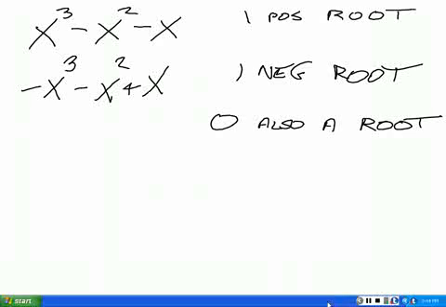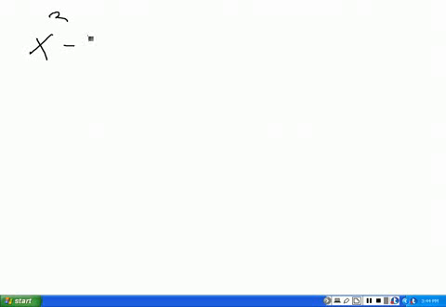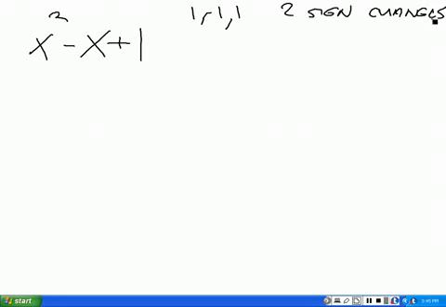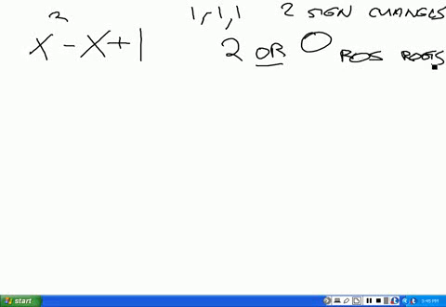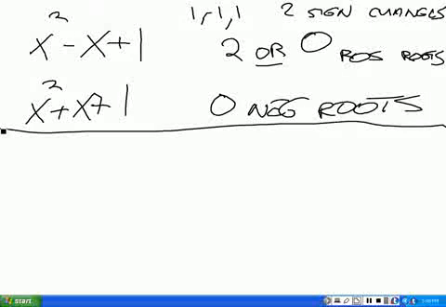Okay, now let's try one more example. If I have something like this, there are two sign changes because it goes 1, -1, 1. So there's two sign changes. And I can see I get 2 or 0 positive roots. And if I plug in -x, I get x squared plus x plus 1, so we know there's 0 negative roots. And this is what the rule of signs tells us.